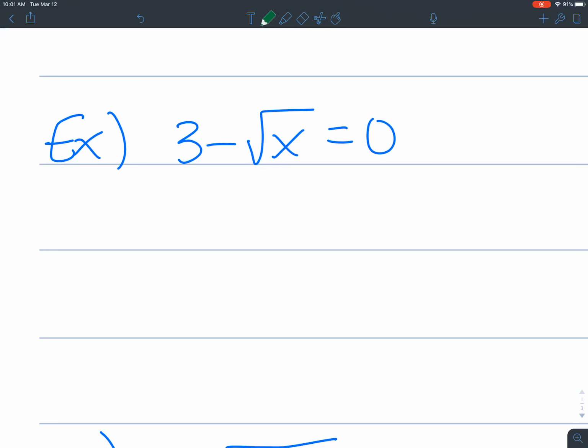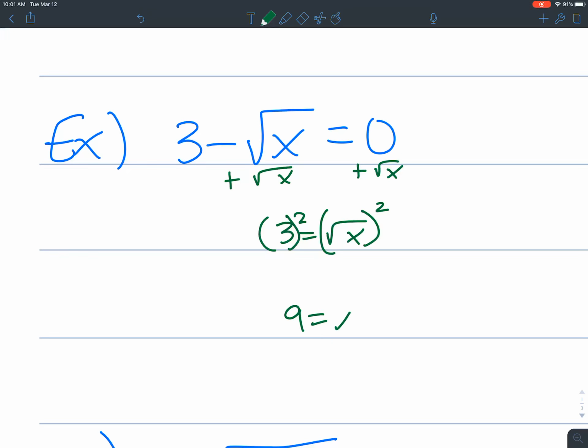Here we have 3 minus the square root of x equals 0. We could move the 3, but then I'm left with this negative. So I'm just going to add square root of x to both sides. And then I get 3 equals square root of x. And then to undo that square root, we square. And we get 9 is x. And again, we want to check. So if we plug in 9, 3 minus square root of 9 is 3. 3 minus 3 is 0. Yes, that works.